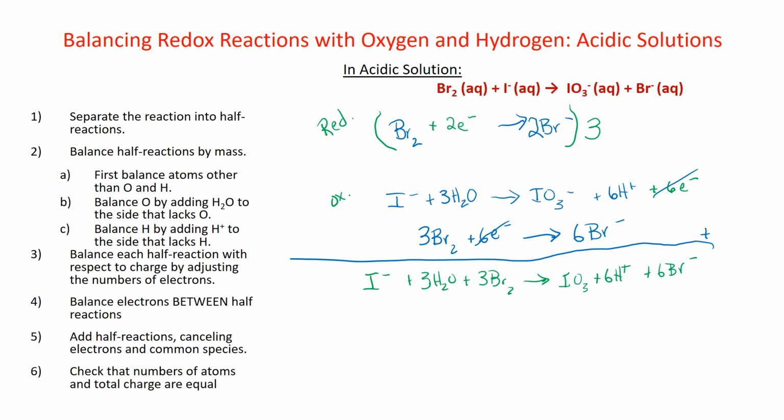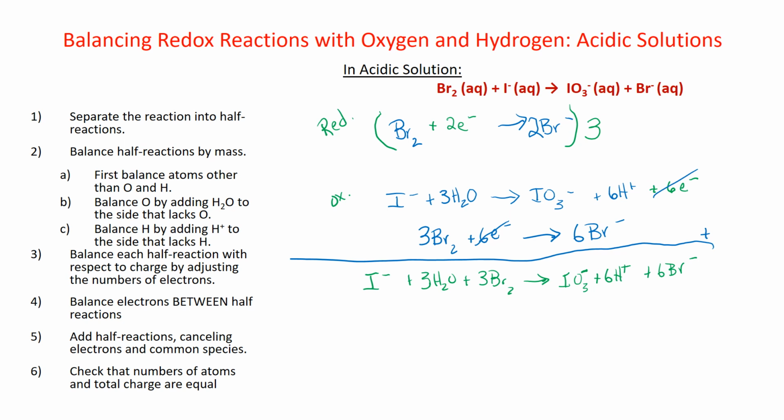Now we're just going to do a quick double check to make sure everything is balanced in terms of both mass and charge. So for mass, I've got 1 iodide and 1 iodide. I have 6 total hydrogens here and 6 total hydrogens there. I have 3 oxygens in that water molecule, and I have 3 oxygens on the right-hand side in the iodate. I forgot my charge on that iodate. Let me just add in that negative charge. Okay, and then for my bromine, I have 3 times 2 or 6 bromine, and I've got 6 bromine on the right-hand side. So it is mass balanced.